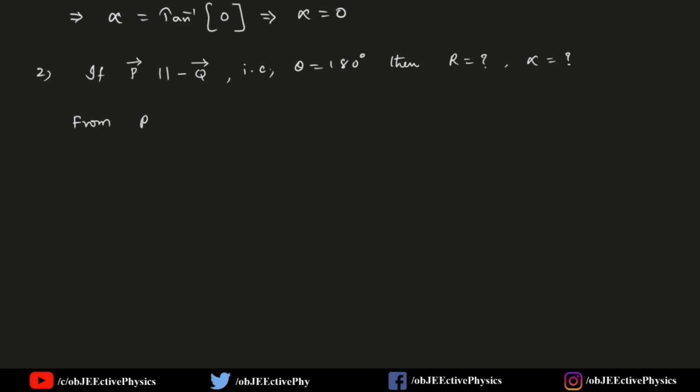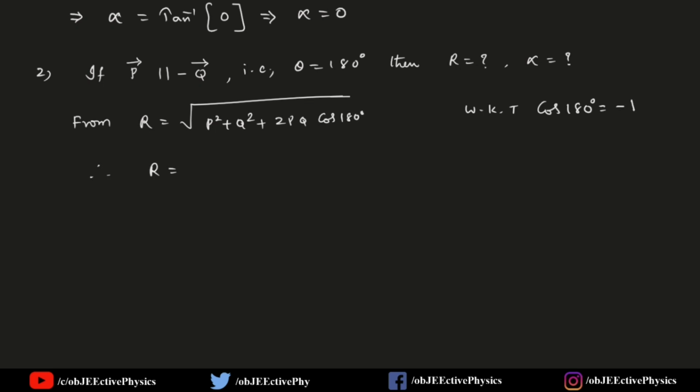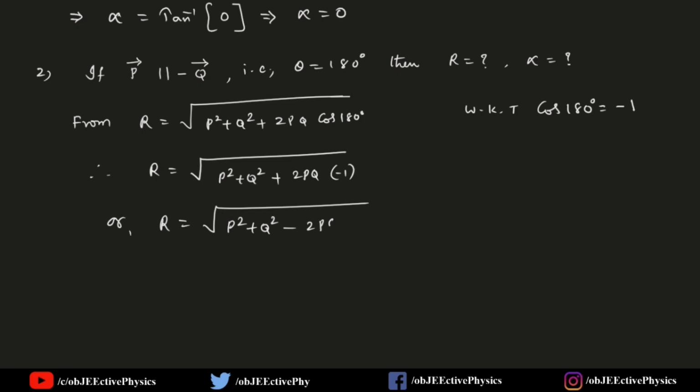From the magnitude of resultant formula, R is equal to square root of P square plus Q square plus 2PQ cos 180 degrees. We know that cos 180 degrees is equal to -1. Therefore, capital R is equal to square root of P square plus Q square plus 2PQ into -1, or square root of P square plus Q square minus 2PQ. This can be written as P minus Q whole square. The square root cancels. That implies the magnitude of the resultant of two vectors is equal to P minus Q, where P is the magnitude of P bar and Q is the magnitude of Q bar.